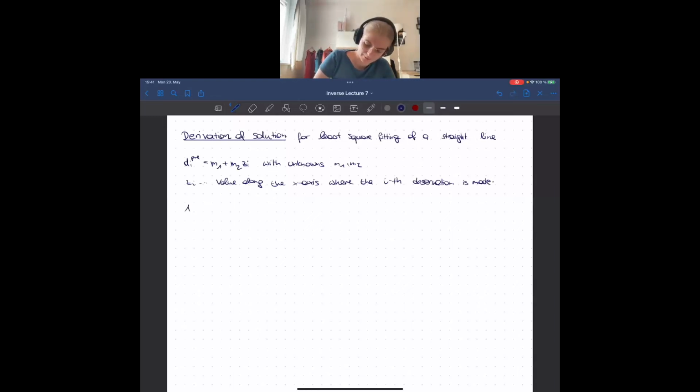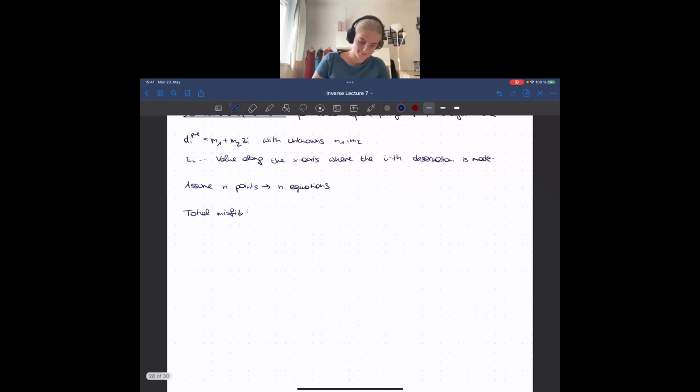We assume once again n points. And we know already that this leaves us with n equations. And like always, we build the total misfit. So first we have the things you know already. So we have the data observed, we subtract the model, and we take the square.